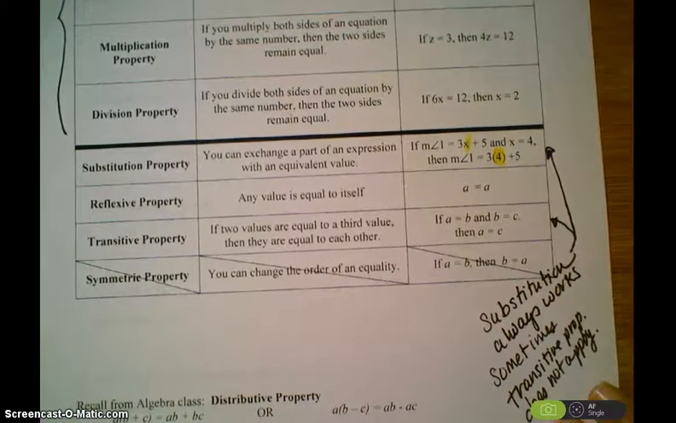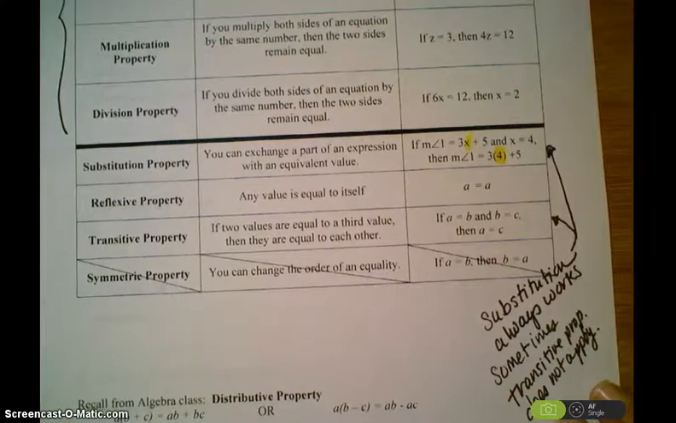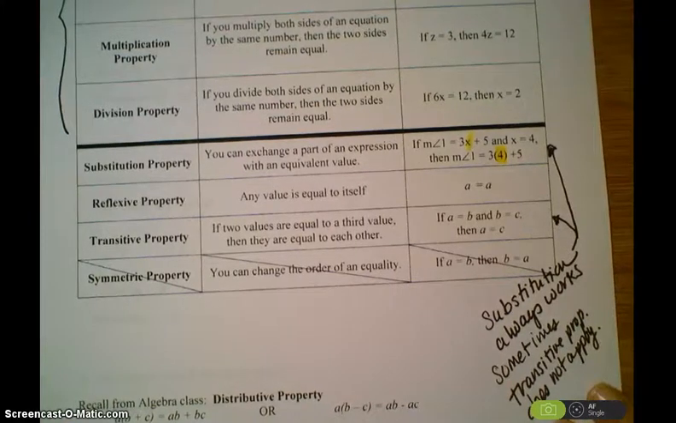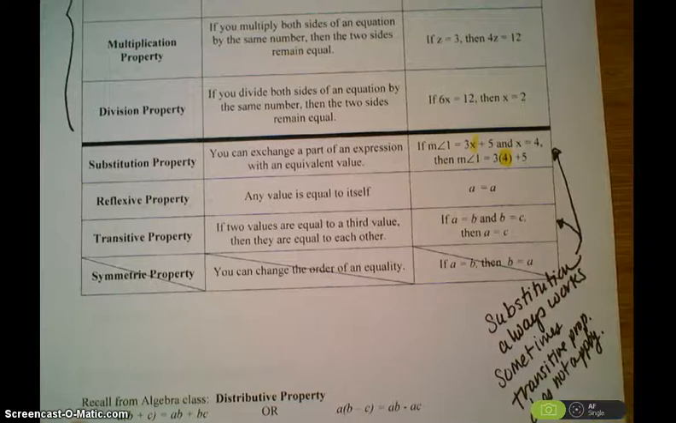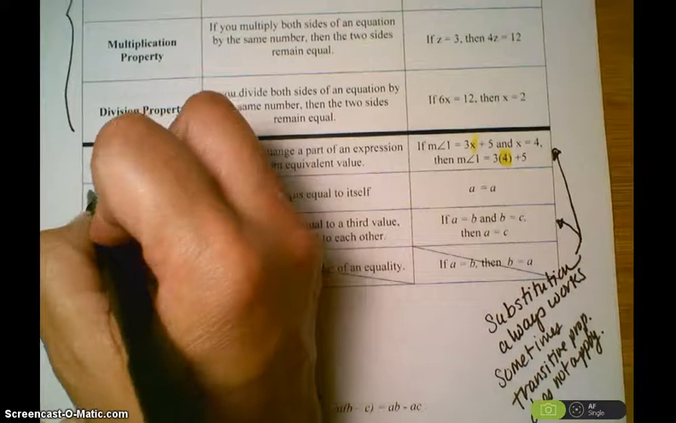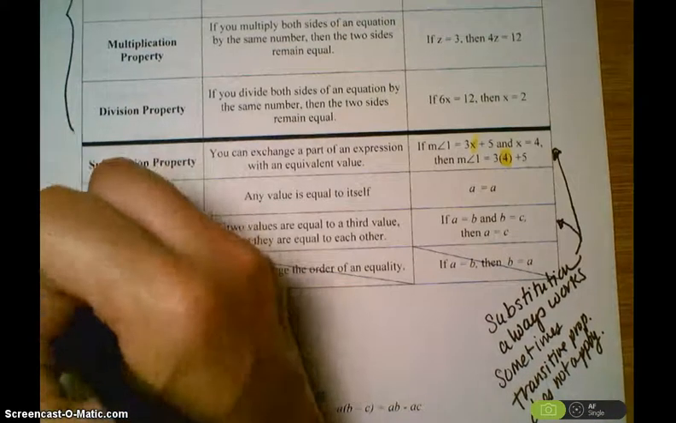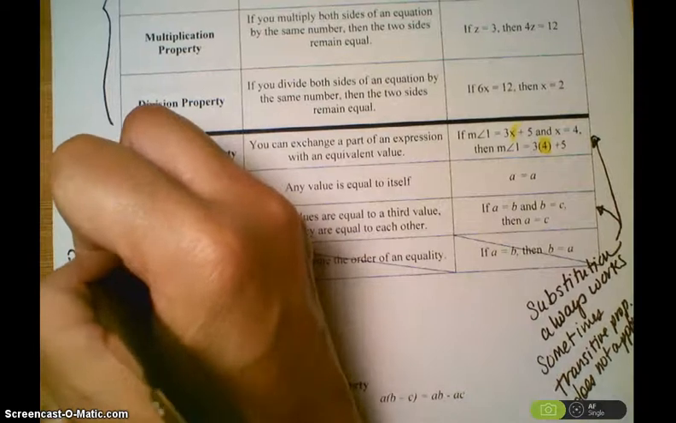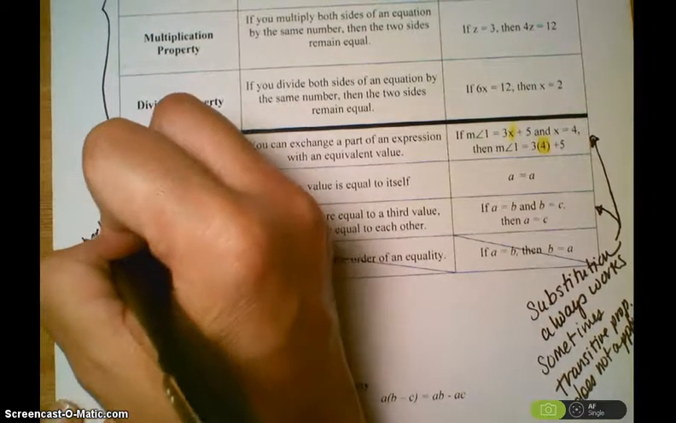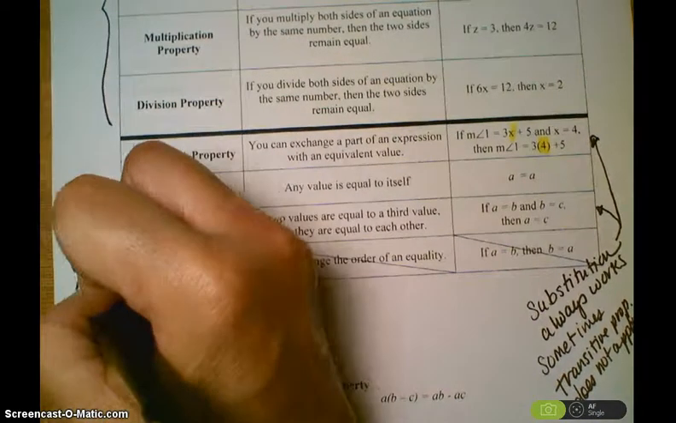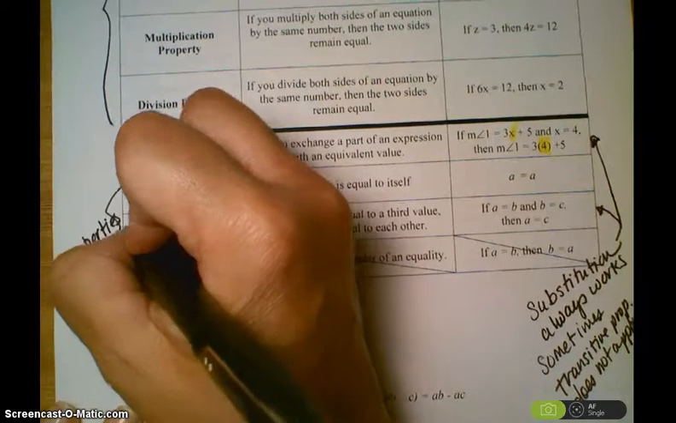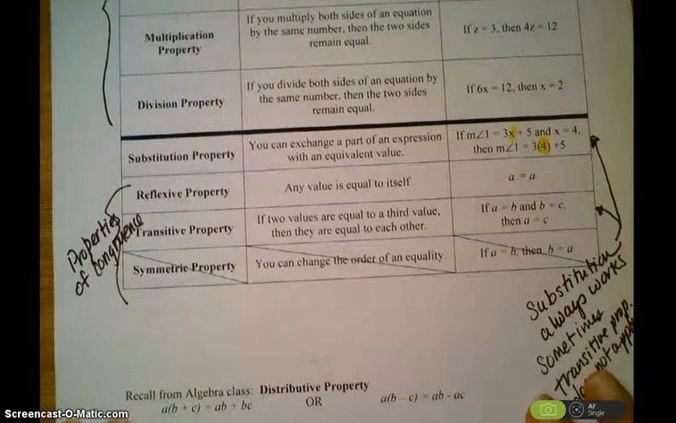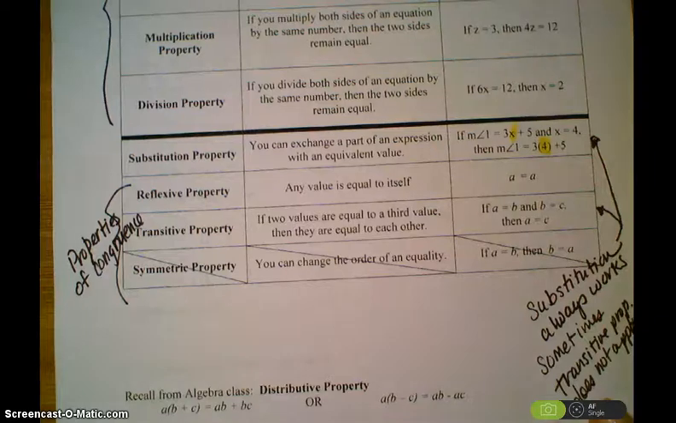I also wanted to bring up that these three properties, reflexive, transitive, and symmetric, are also properties of congruence, and that again is just something you need to know. It's not necessarily going to be a big deal breaker in the future. But do know that those three are also properties of congruence.